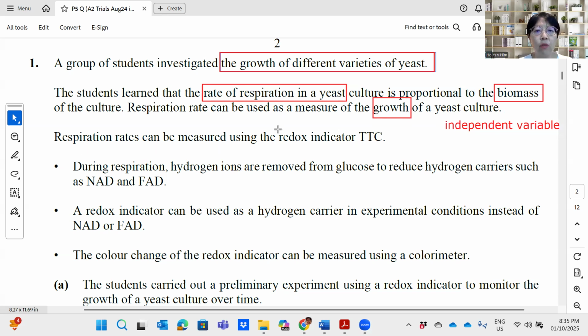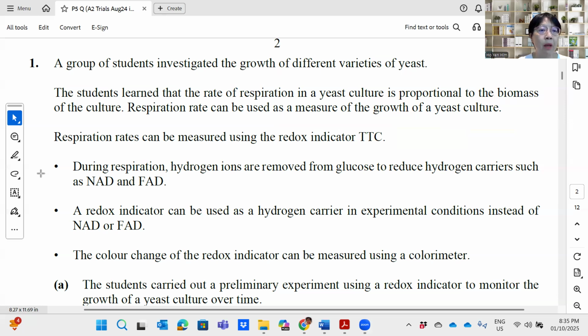So respiration rate can be measured using the redox indicator TTC. This is where you need to be very familiar with redox indicators. Whether it is photosynthesis or respiration, there are a few ways to measure the rate of reaction. In respiration, the first method you learn is using a respirometer to measure the rate. You can also put KOH or NaOH solution to absorb away the CO2, so whatever changes in the volume of gas is actually the volume of oxygen absorbed. And don't forget, soda lime has to be solid.